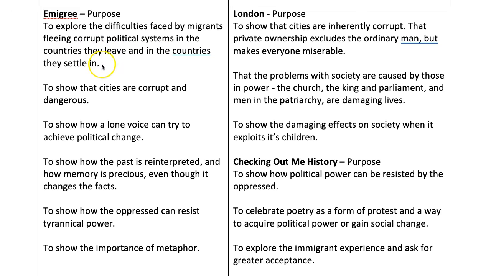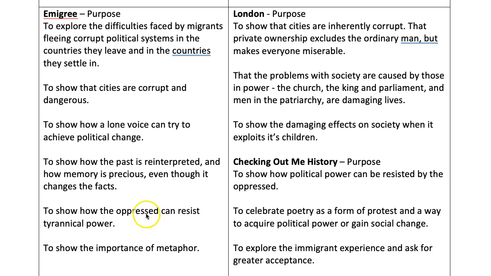So there's two cities in the poem, one that she's left and one that she's living in now, and both appear potentially hostile, to show that cities are corrupt and dangerous, and to show how a lone voice can try to achieve political change. That's my interpretation of the last couplet of the poem. And to show how the past is reinterpreted and how memory is precious, even though in this case it changes the facts.